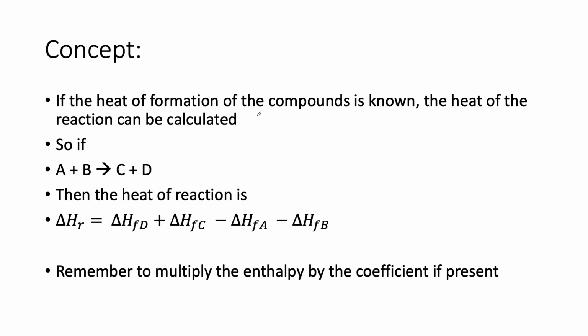So when the heats of formation of these compounds are known, the heat of reaction can be calculated. If we have A and B goes to C and D, then the heat of reaction is each of the heats of formation, D plus C minus A minus B. In other words, what we have at the ending minus what we start with. And this is where we get the heat of reaction. Now, if we have any coefficients in front of these, we've got to multiply, put the coefficients in front of each of these heats because these are per mole. So if we have 2 moles of A, we need to multiply this by 2, and so on and so forth.